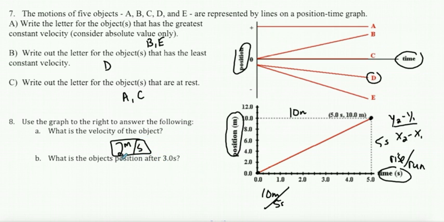Okay, so for B here, if we're trying to find the position after 3 seconds, we just want to go to 3 seconds and then see where that lines up on my graph. Okay, so 3 seconds is here, and then we look over here to see where that lines up. My lines aren't perfectly drawn here, but it's going to be 6 meters. And we know that just by looking at this as well. If we're going 2 meters per second, after 3 seconds we went 2, 4, 6 meters. So the position is 6 meters from the start.